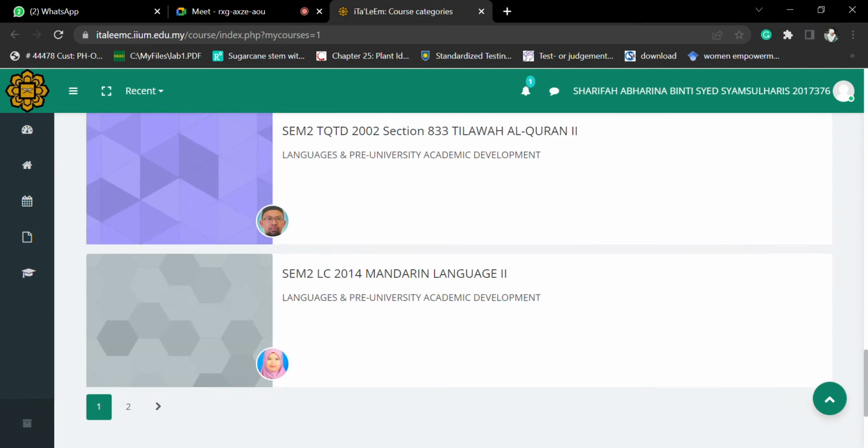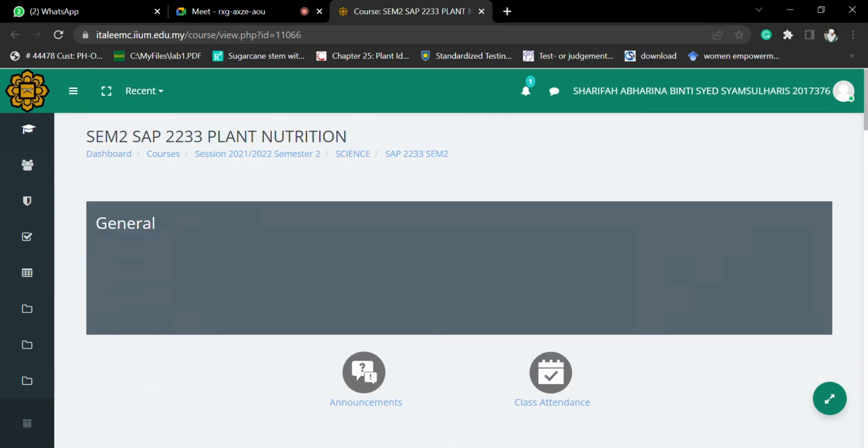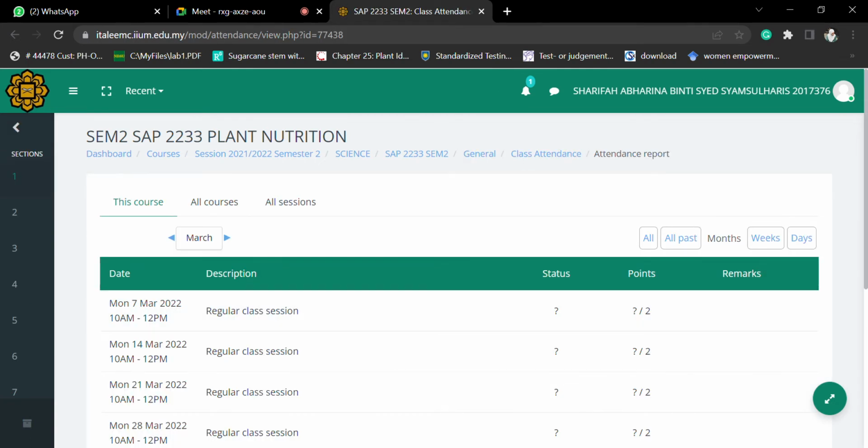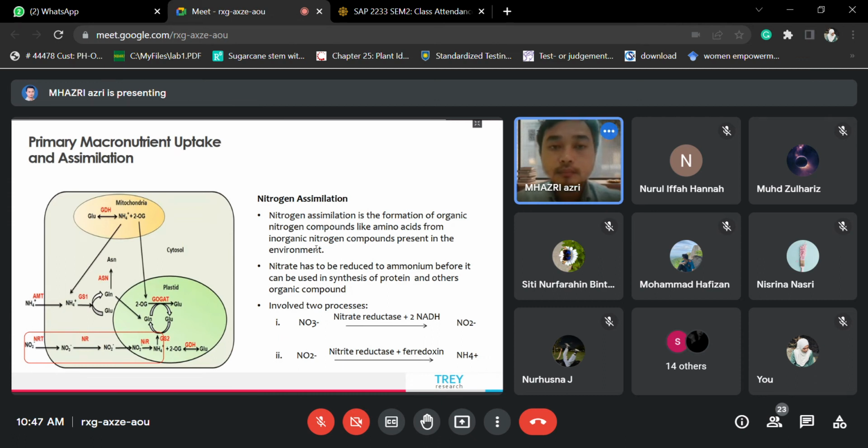Okay, so this is the process that is involved in nitrogen assimilation. What is meant by nitrogen assimilation? It is the process of forming organic compounds that contain nitrogen. Okay, so if the plant takes nitrogen in the form of nitrate, it must be reduced to the ammonium phase. It must be reduced to ammonium. So the process involves two steps. First, the nitrate will be reduced to nitrite by nitrate reductase.